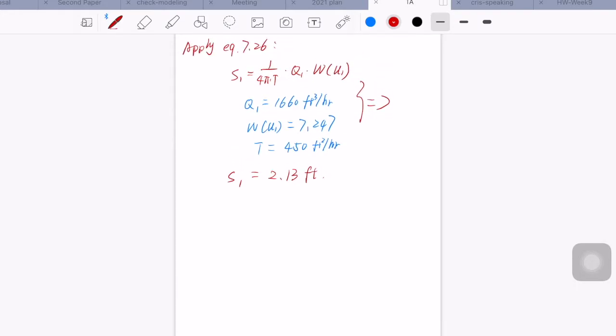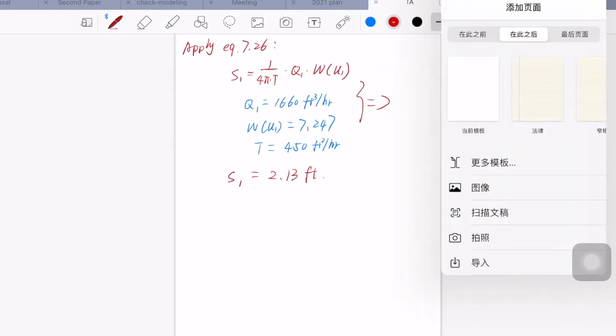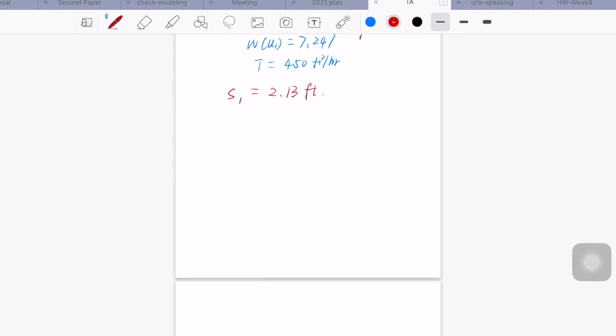And then we need to apply equation 7.27 for well 2. We know U2 should be equal to R2 squared times S divided by 4 times transmissivity times the time.